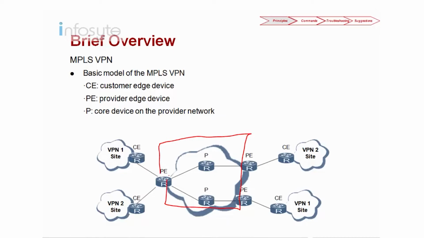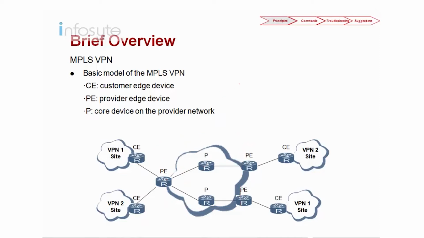MPLS is very important within the PE and P equipment, and this is why we need to use MPLS. Instead of using IP, we use the layer 2.5 MPLS layer to do label switching from one PE to the P and from the P to the PE, using label switching instead of normal IP.